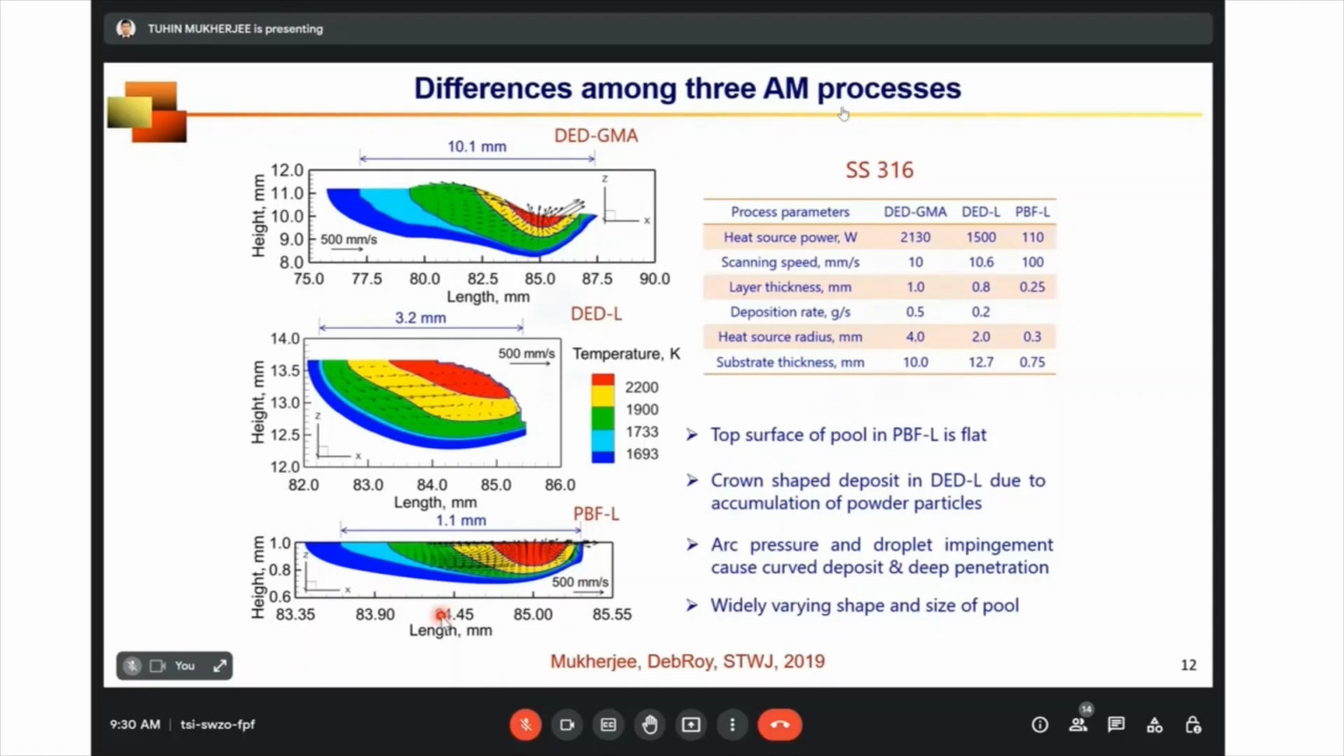But if you want to make structural materials where you do not worry that much about the surface finish, and high productivity is the concern, you use the directed energy deposition gas metal arc process. So the bottom line is this model can guide you to select the process for your particular application.